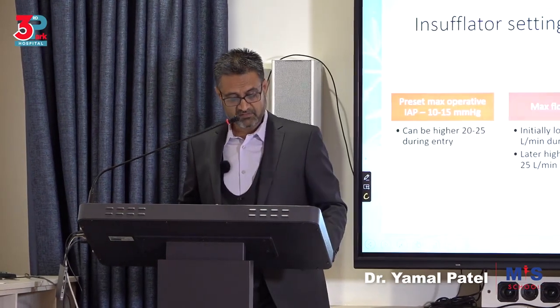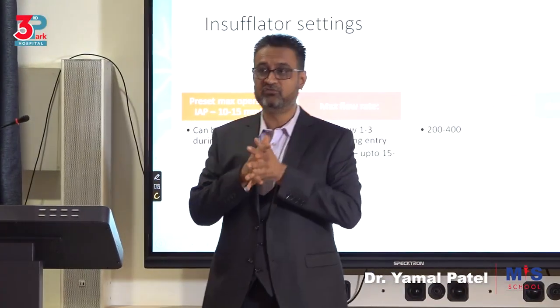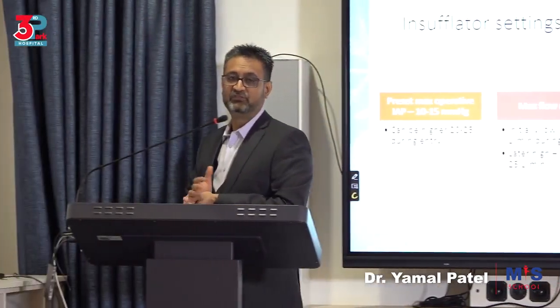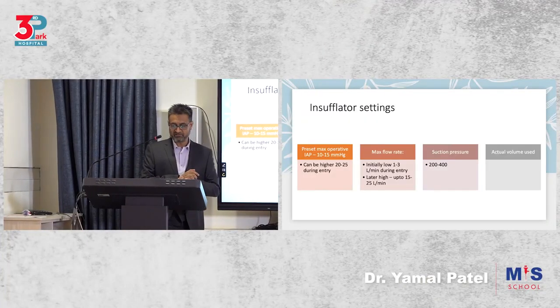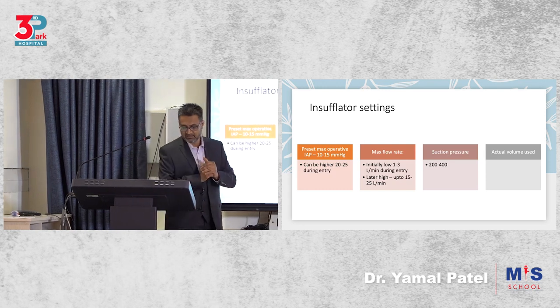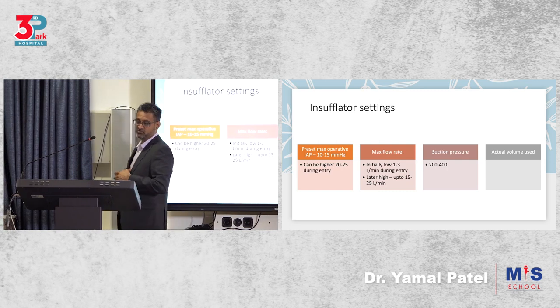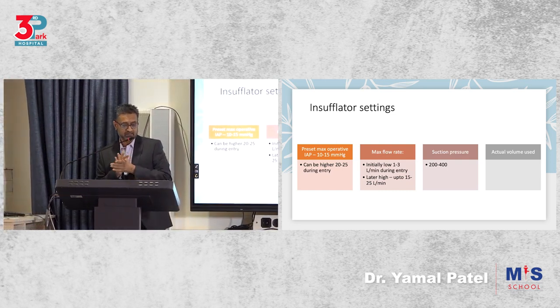Then we have, these are important points. This I want you to remember. These are not negotiable. This is for safety of the patient. We have 4 measure settings in an insufflator. We have a preset max, the operative intra-abdominal pressure. So preset max should be operating between 10 and 15 millimeters of mercury.